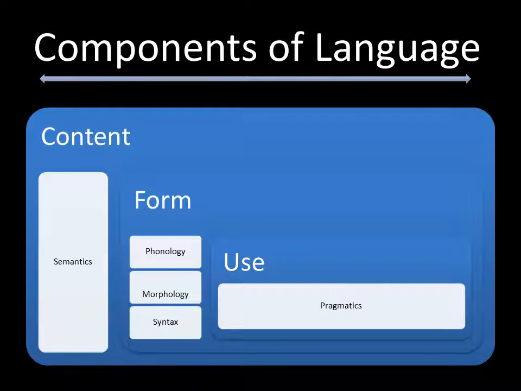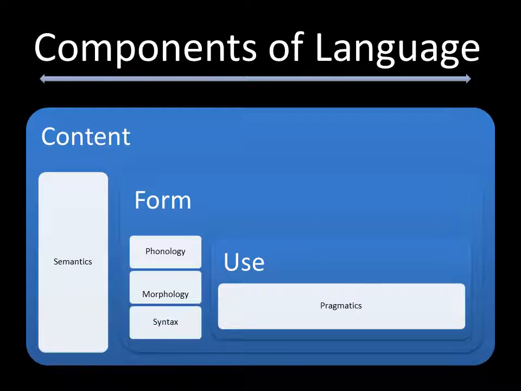The components of language include semantics, phonology, morphology, syntax, and pragmatics. Whenever we are looking at the typical development of language or impaired language, we are looking at these 5 areas. The content of our language is described as semantics, or our semantic development. That means our vocabulary, or understanding and production of words.